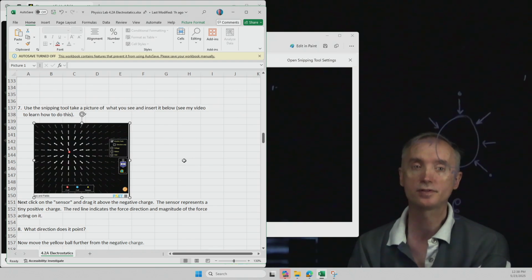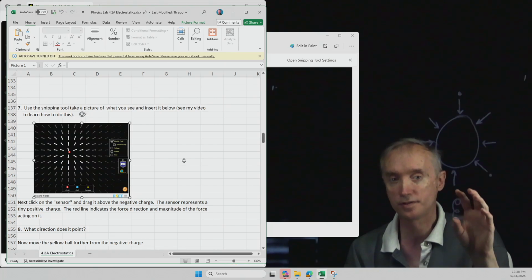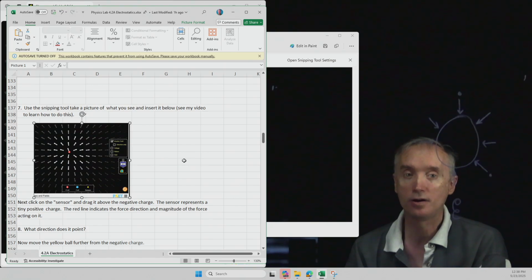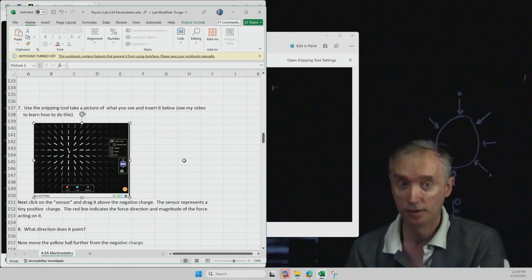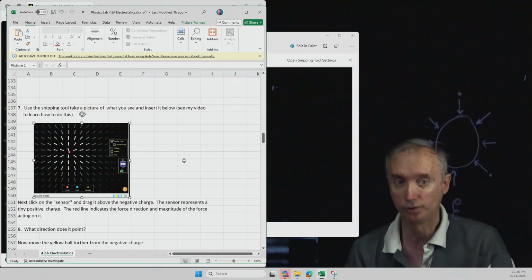So I want you to play with the snipping tool and then make a picture of something and put it on there. Now you can do this on any picture on your computer. You can go to the internet and find pictures, and you can take snippets of them and then put them into documents. So it's a very, very useful tool.